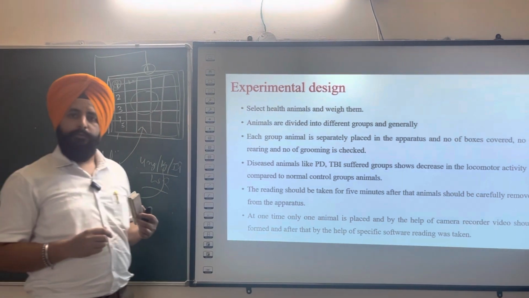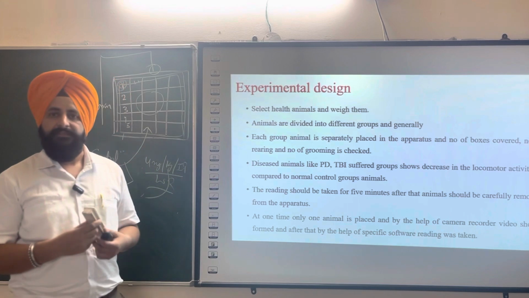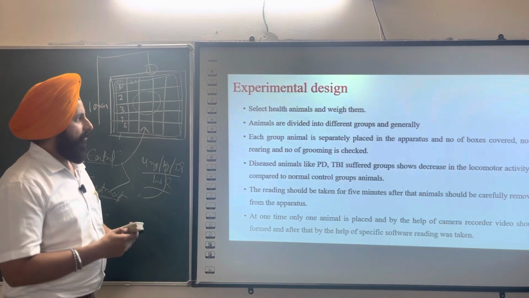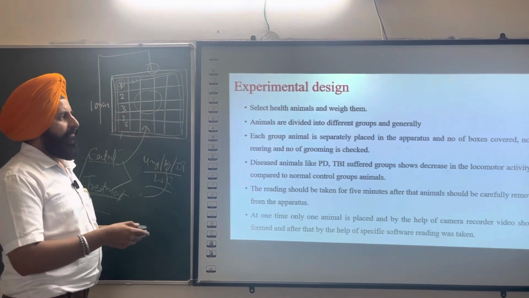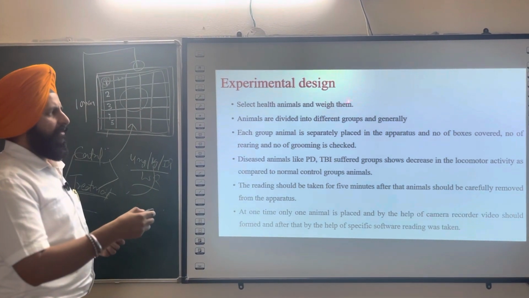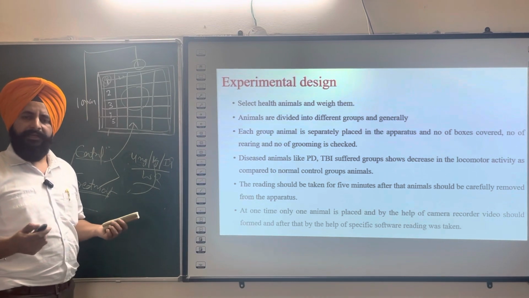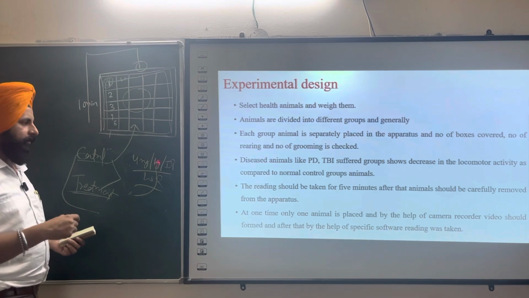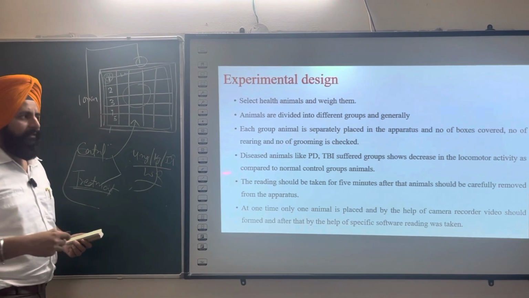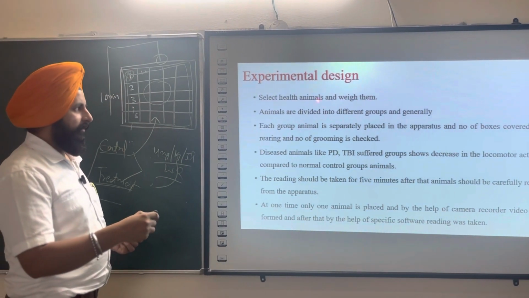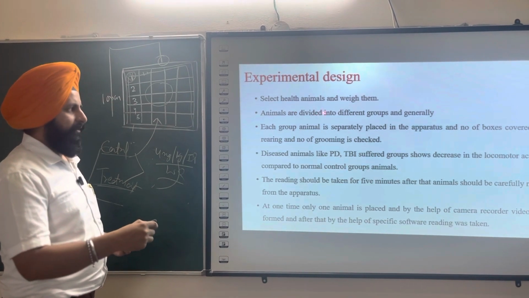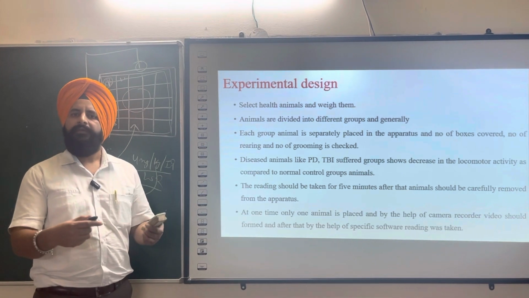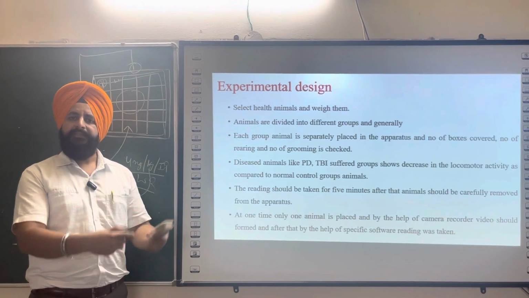Now how you will do the selection of animal? The first thing is that firstly you will select some healthy animals and you will weigh them. You will analyze their body weight by using a balance, because body weight is necessary. Suppose if you want to give any dose of drug in mg per kg, then you should calculate the body weight first, and then you will divide the animals into 2 groups or 3 groups as per your protocol or as per your intervention.